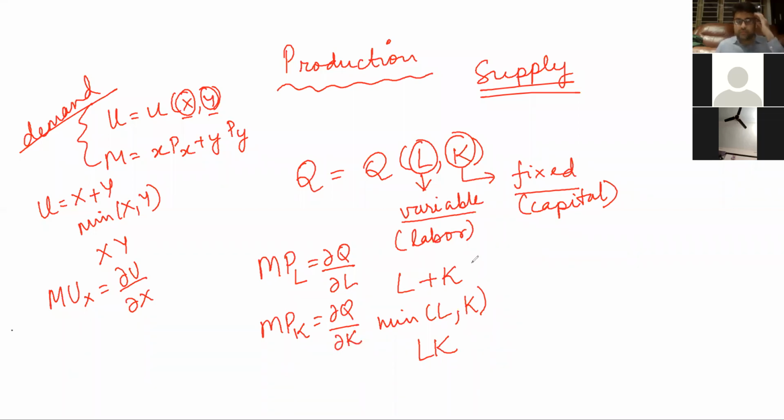Okay. Here we have another concept. That concept is average productivity. Average productivity of labor can be written as Q by L. On an average, every labor is producing how much quantity? Similarly, average productivity of capital is Q by K.